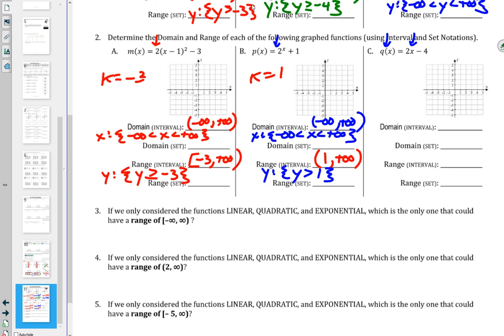Negative infinity, positive infinity would be both the domain and the range. And then in set notation, x such that negative infinity is less than x is less than positive infinity. And then the range, y such that negative infinity is less than y is less than positive infinity.